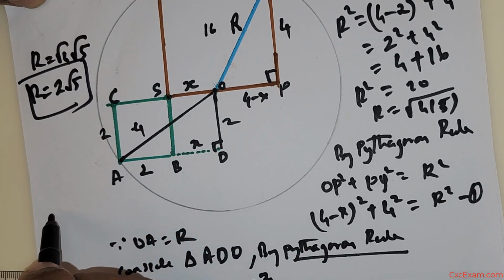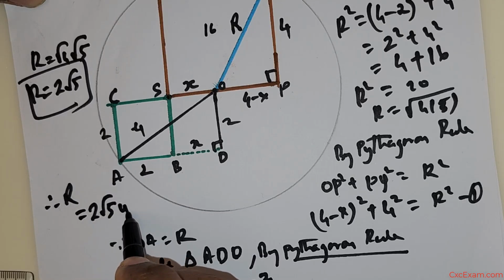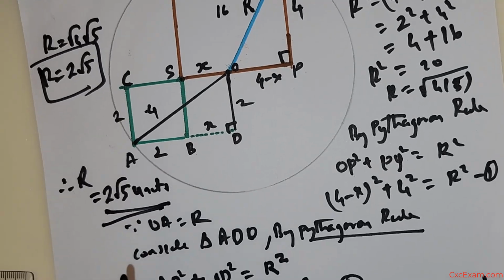Therefore R is 2 times root of 5 units. That's a lovely solution to this question.